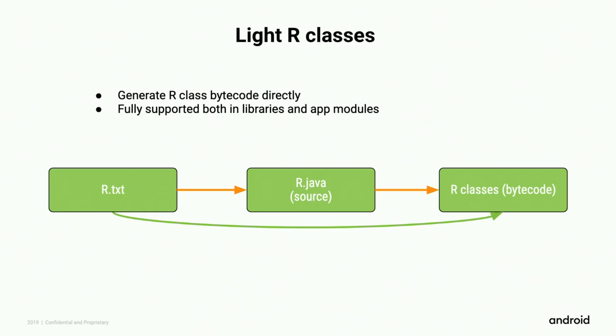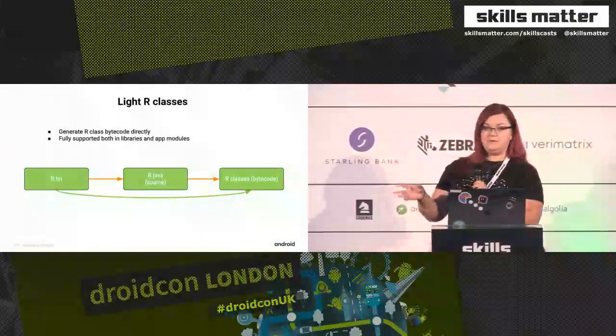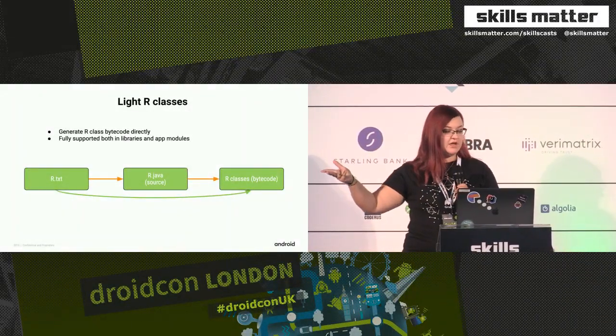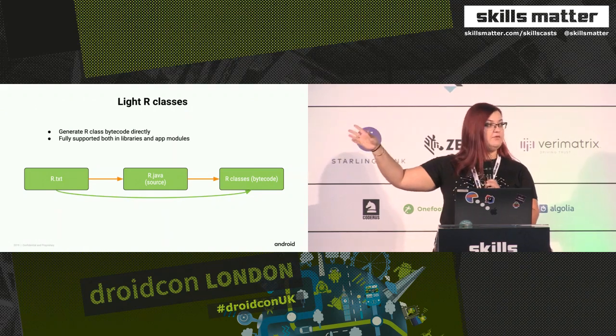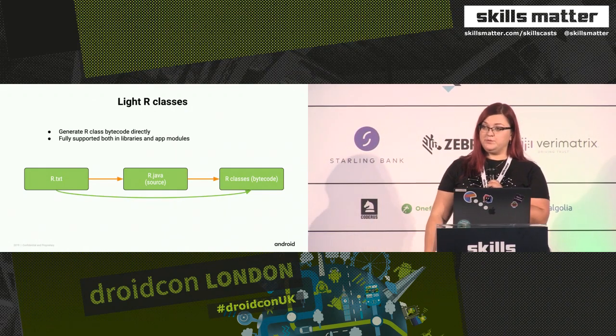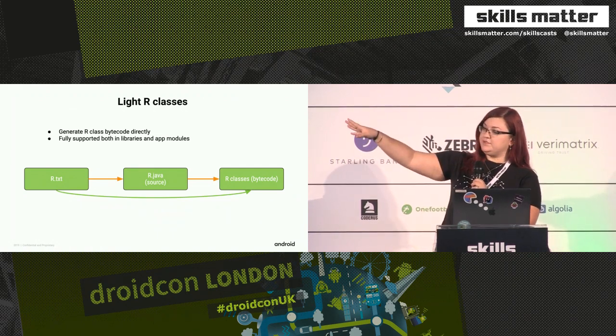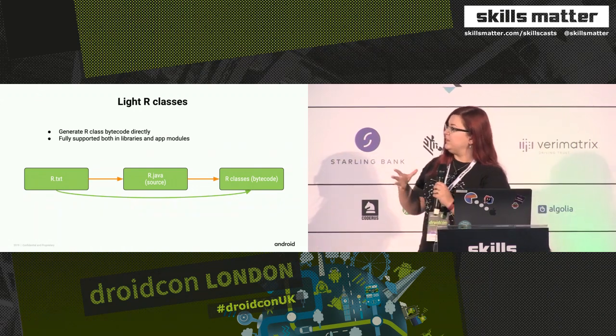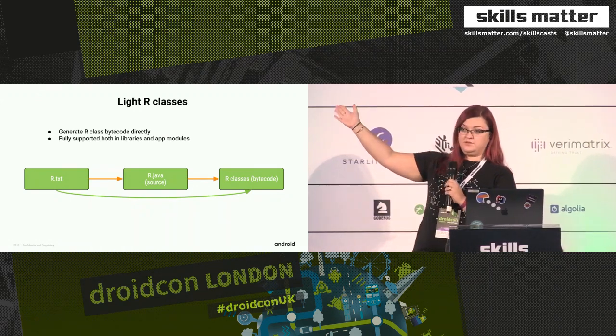The main idea behind this is that in older versions of the Gradle plugin, we would wait for apt to generate the r.txt file, which contains a list of resources. Then we would generate r.java from it, and only then call javac to compile it into the bytecode. Now, what we do instead is take the r.txt and generate the bytecode directly using ASM. This not only means your build is faster, since there's less stuff to write and compile, but also the experience in the IDE is much better, since the IDE doesn't depend on the sources anymore.